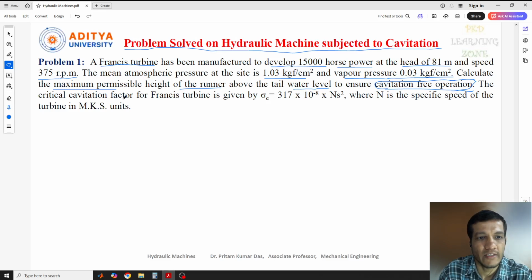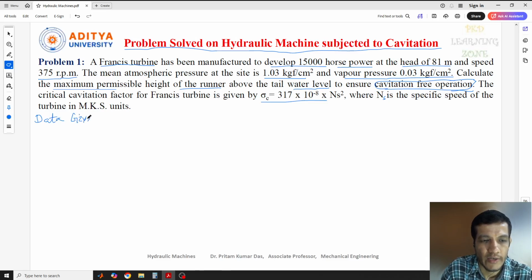The critical cavitation factor for the Francis turbine is given as sigma c equal to 317 into 10 to the minus 8 into ns square, where ns is the specific speed of the turbine in M.K.S unit. Very simple, we need to find out what the height of the turbine should be above the tail race so that there will be no cavitation. That is our goal. In the last class we already discussed how to identify. Let me first write down the data given in the question.